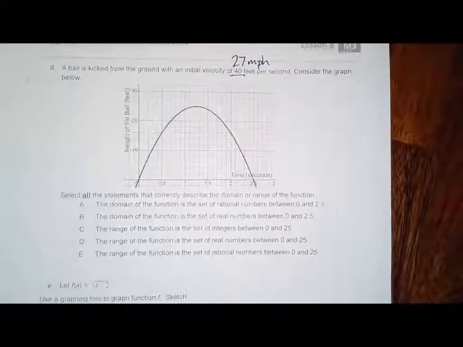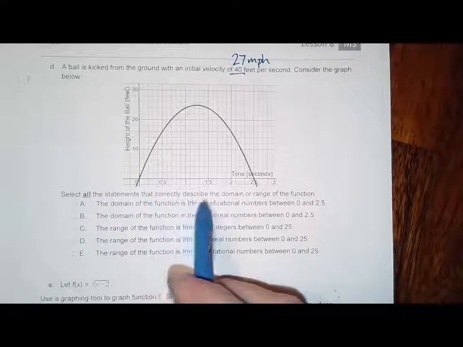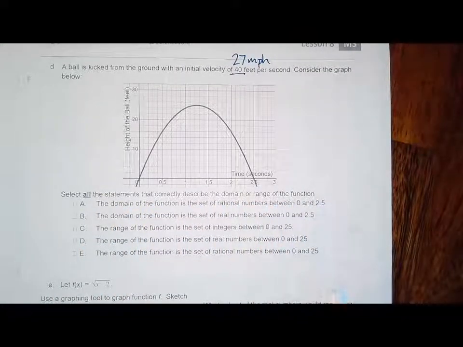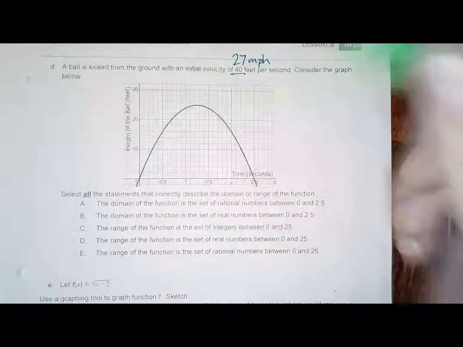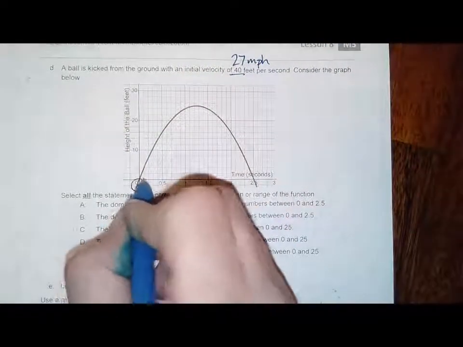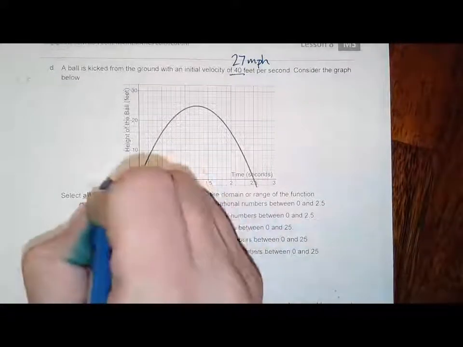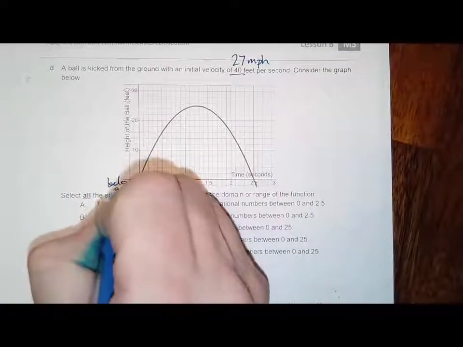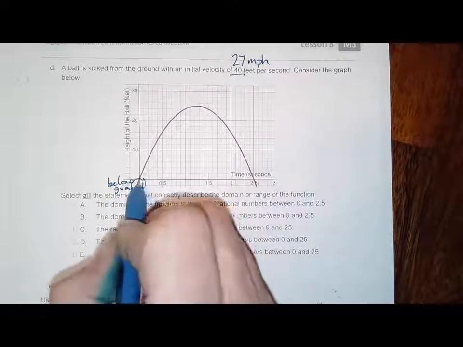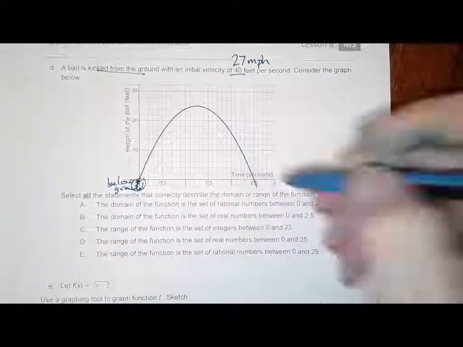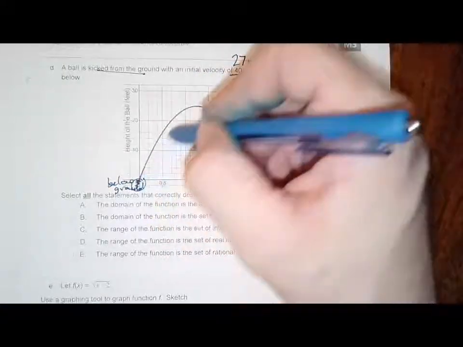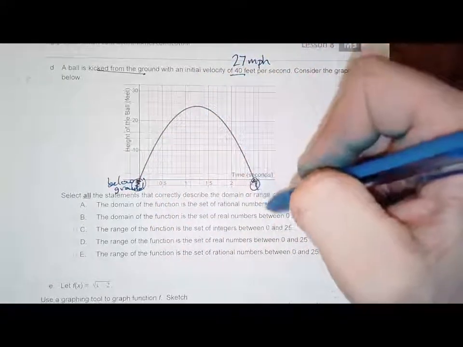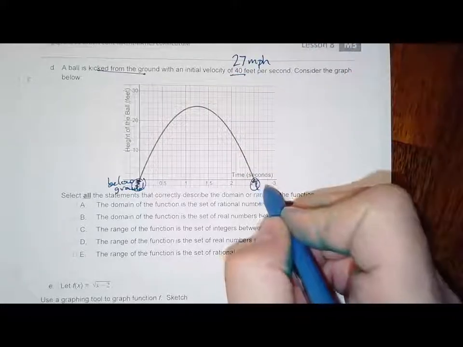Okay, so select all of the statements that correctly describe the domain or range of the function. Well, in order to find domain, I guess, wait a minute, this doesn't make sense. That would be below the ground. How can you have kicked from, this part of the graph shouldn't exist. And you know what, this part shouldn't exist. The ball didn't fly up in the air and then start burrowing into the ground. So this part doesn't exist either.